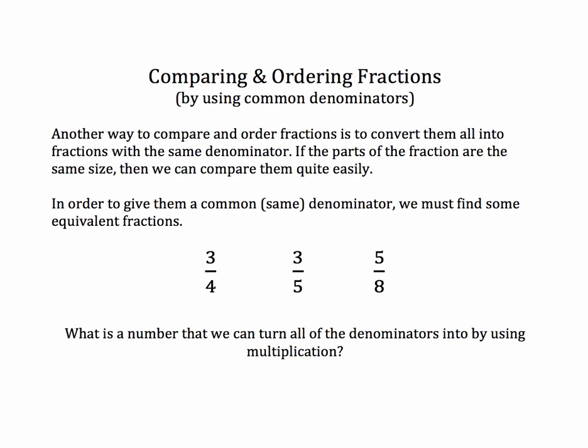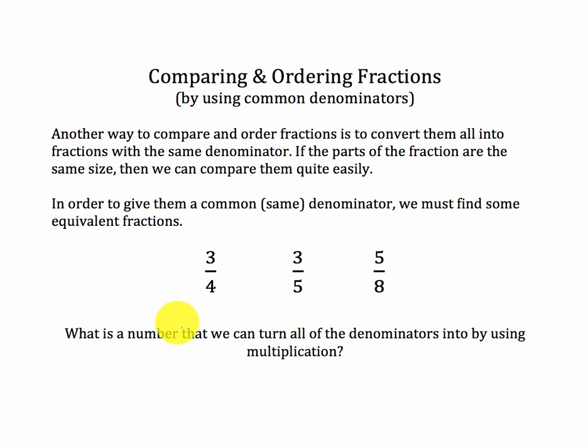So for this lesson, we're going to look at comparing and ordering fractions by using common denominators. Now remember that a denominator is the number on the bottom of the fraction. Okay, the numerator is on top, denominator is on the bottom. So if the parts of the fraction are the same size, then we can compare them quite easily. Okay, so we want to make all these denominators the same so that we can compare the fractions.